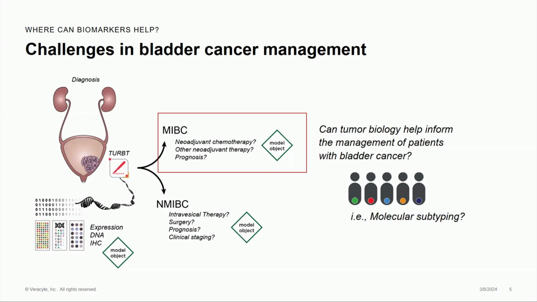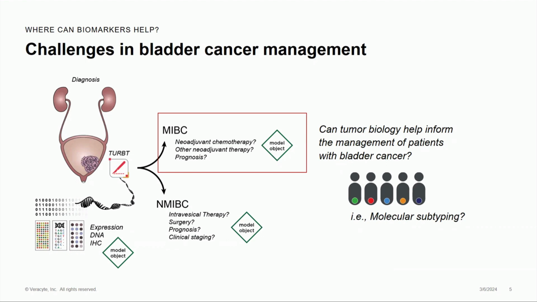In addition to the typical clinical tools, imaging and TURBT, one of the questions we look at is, can we use tumor biology to help inform the management of patients with bladder cancer? When I talk about biomarkers, the focus for today's discussion is going to be molecular subtyping as a biomarker type, although it doesn't have to be limited to that. You can build a biomarker model against any clinical endpoint, and it can be a binary classifier, an A/B, or a continuous classifier, such as a risk of progression score. Subtyping is one of these categorical biomarkers, so we'll talk about that.